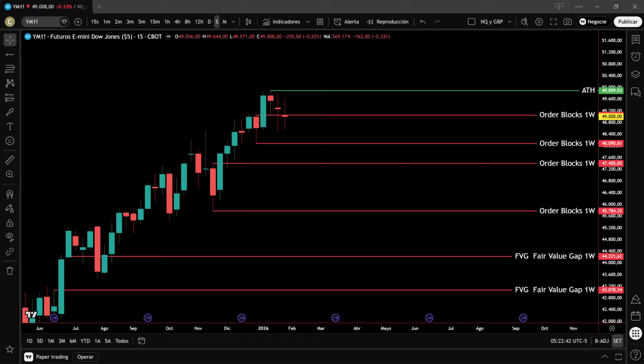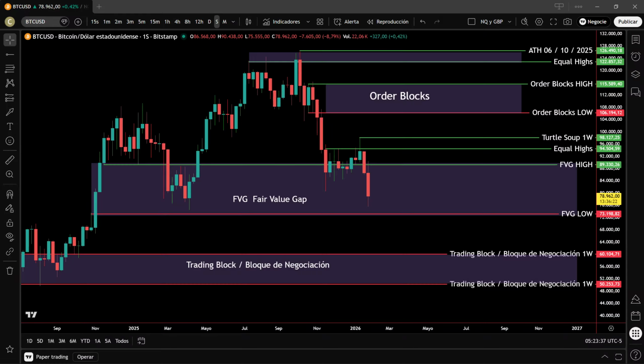Further down, we locate two critical fair value gaps near 44,221 and 43,078 points. These inefficiencies act as magnets in the event of a macro correction, but as long as price continues to trade above the upper blocks, our bias for the trading week will be strictly bullish. This higher hierarchy analysis confirms that order flow continues to support equities, giving us the green light to seek continuation patterns on lower timeframes. We enter the crypto asset market by analyzing Bitcoin on its weekly chart.